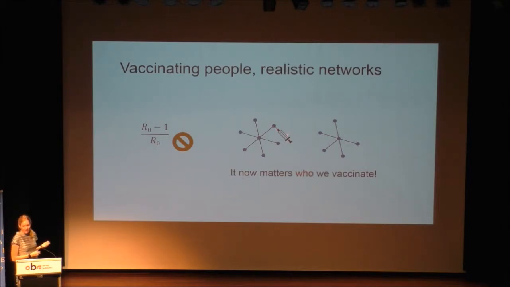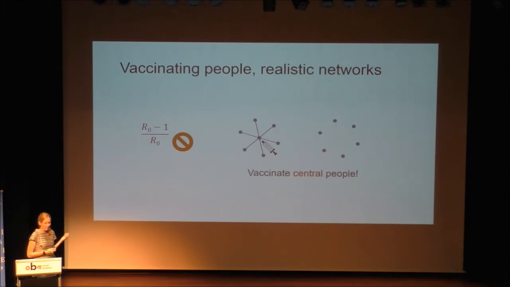If we vaccinate somebody at the periphery, the network hardly changes, right? We just save this one person from getting the disease. But if we vaccinate central people, then the network falls apart. And this is of course an exaggeration, but in a real network, it's also important to find those important people who contribute much more to the spread of the disease, so that are central in the network, and vaccinate them, and not just randomly select people.